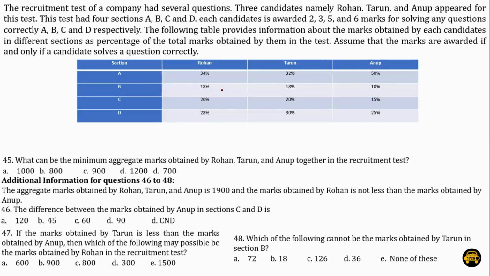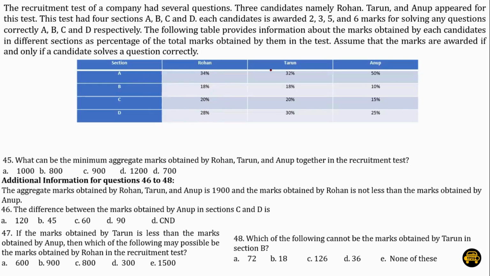So for A, you are given 2 marks. For B, you are given 3 marks per question. For C, 5, and for D, 6. Now the following table provides information about the marks obtained by each candidate in different sections as a percentage of the total marks obtained by them in the test. Okay, so let's say if A got 100 marks total in the test, so 34%, that means 34 marks were obtained in section A, 18 in B, 20 in C, and 28 in D.